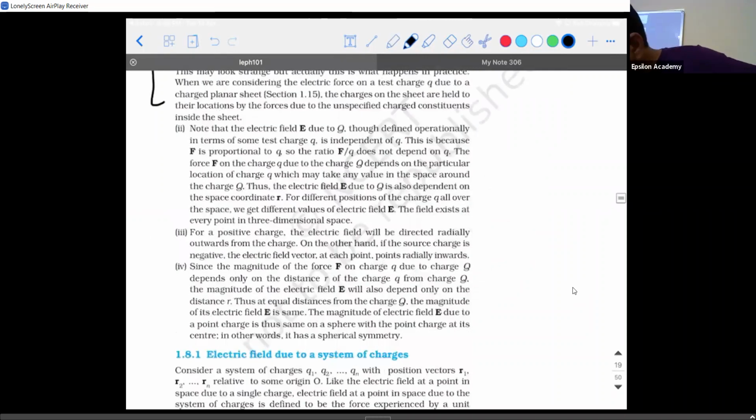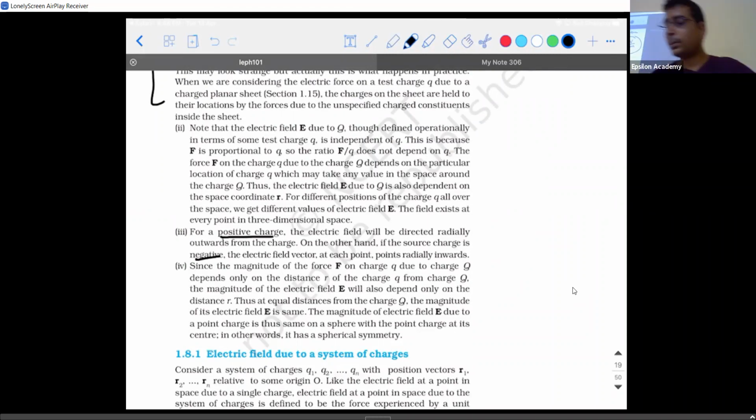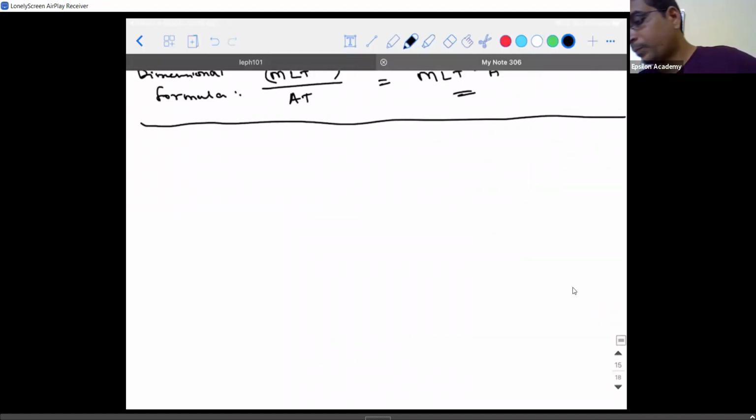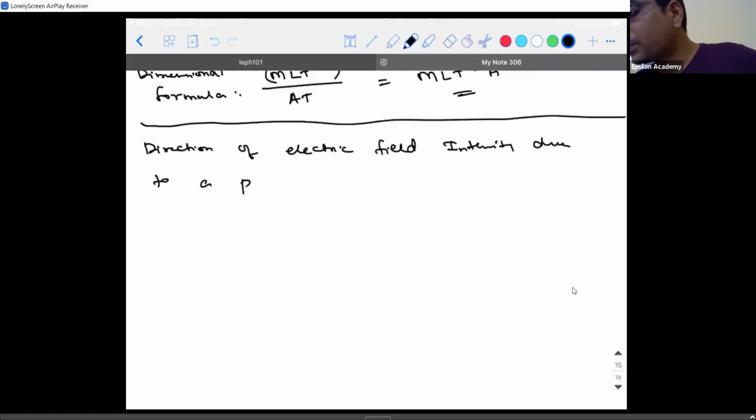Next. Here they have given, see, for a positive charge, what is the direction of electric field, and for a negative charge, what is the direction of electric field. Instead of looking at them like a point, let's try to find out the direction by ourselves. Suppose, write down the heading as direction of electric field intensity due to a positive charge, or else I will write it as due to an isolated positive charge.